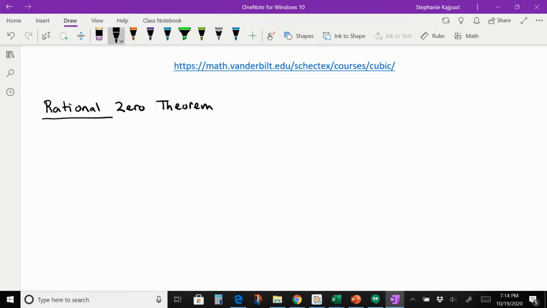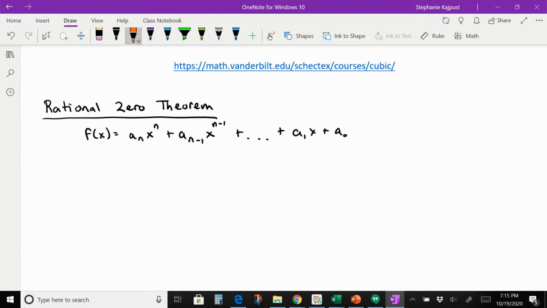The rational zero theorem says if you have some polynomial function in this form, the a's are the coefficients, and we have our degrees just going down, from highest to lowest degree. The first coefficient, the leading coefficient, the highest one, we refer to as q, and then the constant that doesn't have your variable with it at all is p.